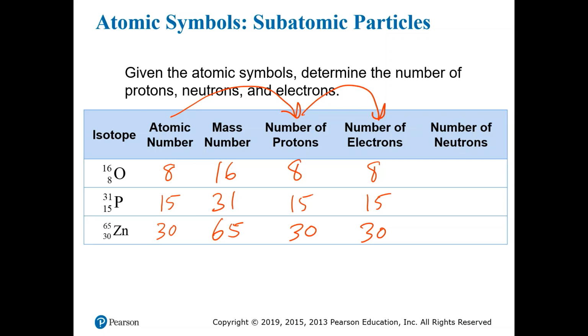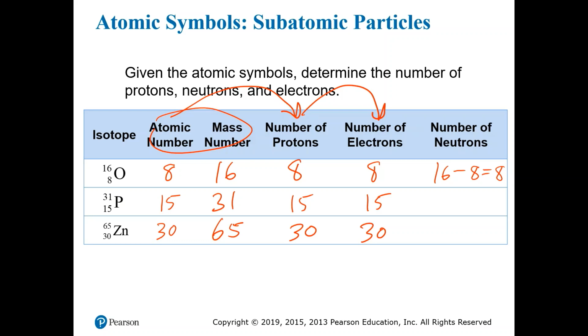Once we learn about ions, that'll change a little bit, but for now, they're going to be equal. Okay? And then the last column is the one that's a little bit difficult, but still really not that bad. It's the number of neutrons. And so for that, we need both of these. The mass number, remember, is the number of protons plus the number of neutrons. So if we take the mass number and we subtract the atomic number, we get the number of neutrons.